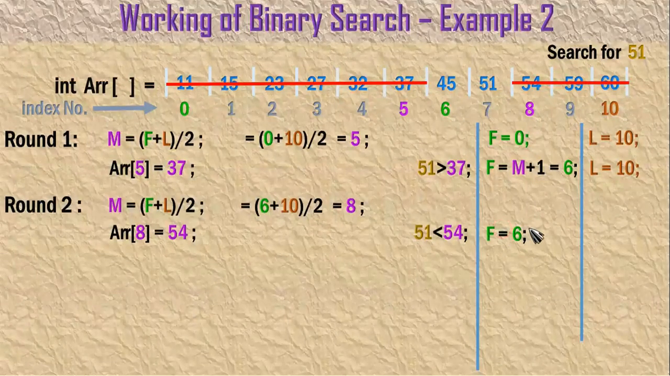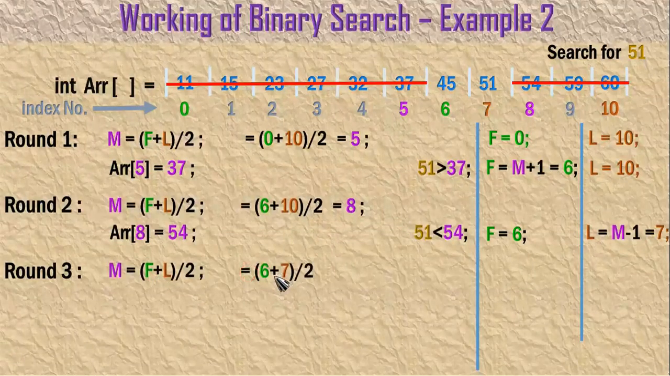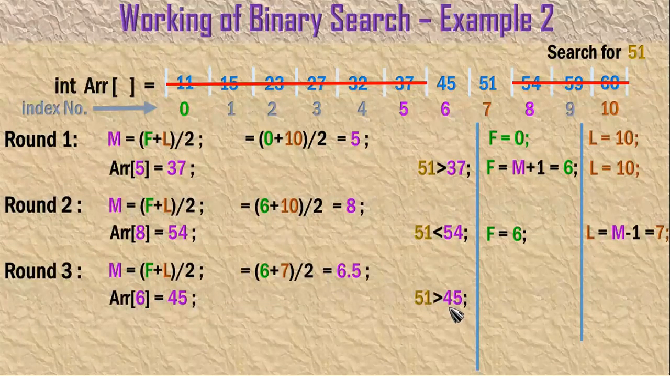Now the first index remains the same. The last index will be middle index minus 1, that is 8 minus 1. So now for round 3, the new value of the middle index will be 6 plus 7 divided by 2, that is 6.5. Here again we will take only the integer part, that is 6 as the index. So at index 6, 45 is available. So 51 is greater than 45.